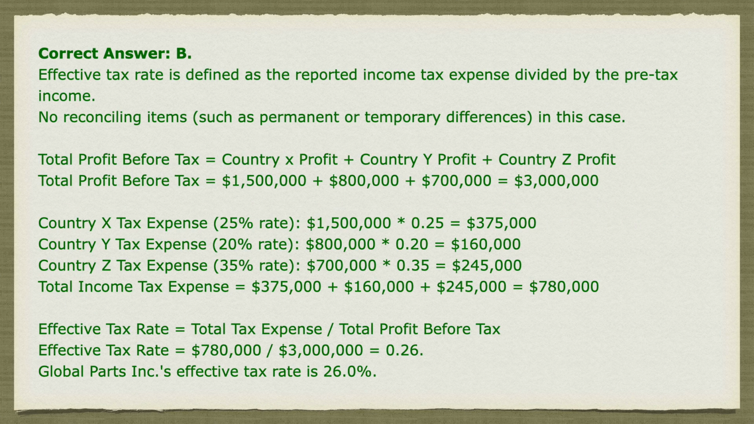Correct answer, B. Global Parts Incorporated's effective tax rate is 26.0%, calculated by dividing the total tax expense of $780,000 by the total profit before tax of $3 million.